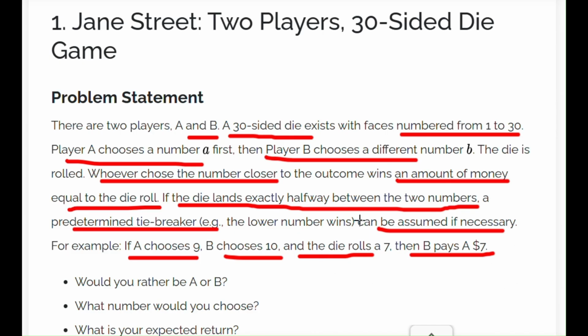So this question was asked in a Jane Street quant researcher interview, and this tests a number of different concepts, mainly calculating the expected values, game theory optimization, and so on. And let's see how we can solve this.